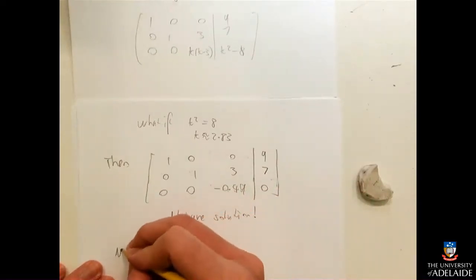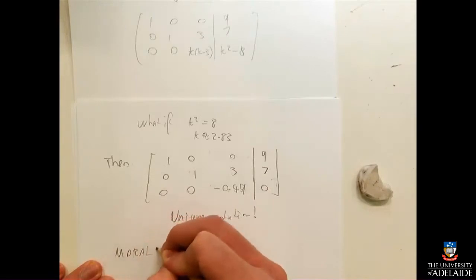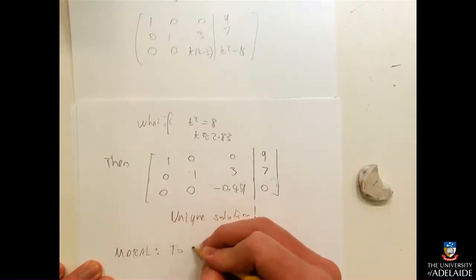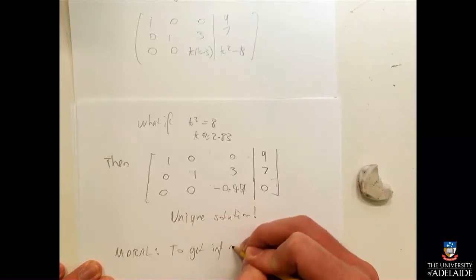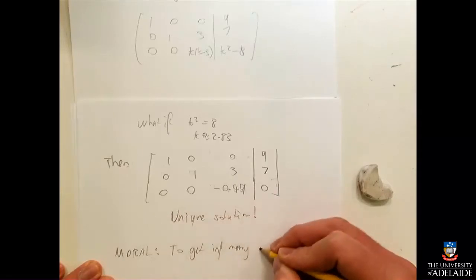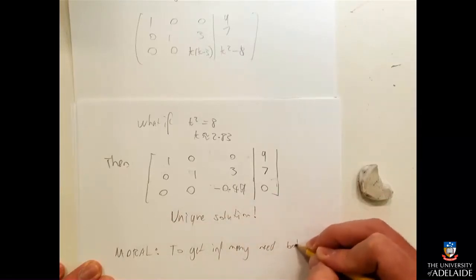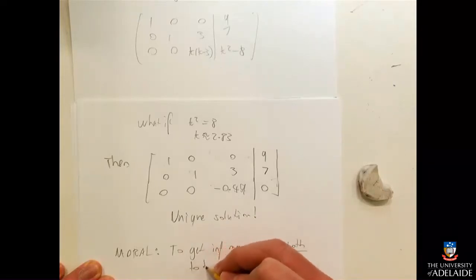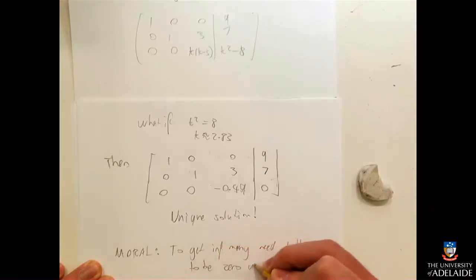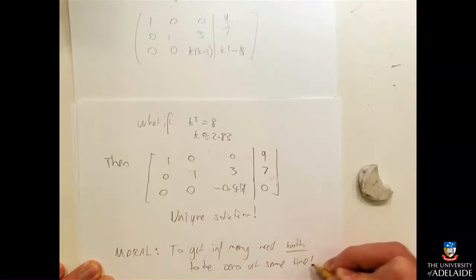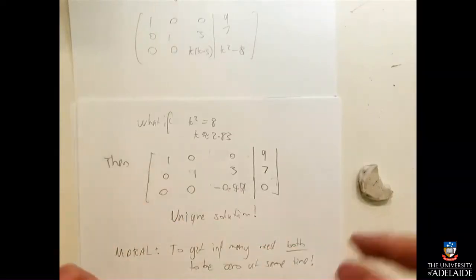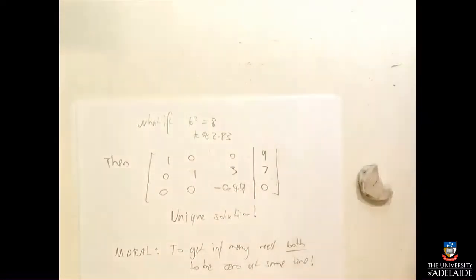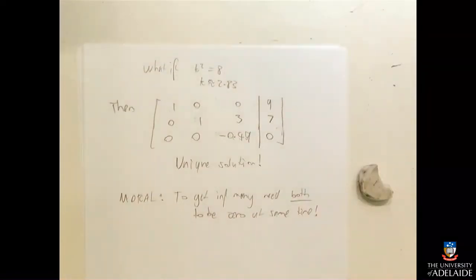So just the moral of this tale, to get infinitely many, you need them both to be 0 at the same time. And that's not actually possible in this particular one. But in the other one it was. Sweet. There you go. Look at how wonderful this what if thing is.